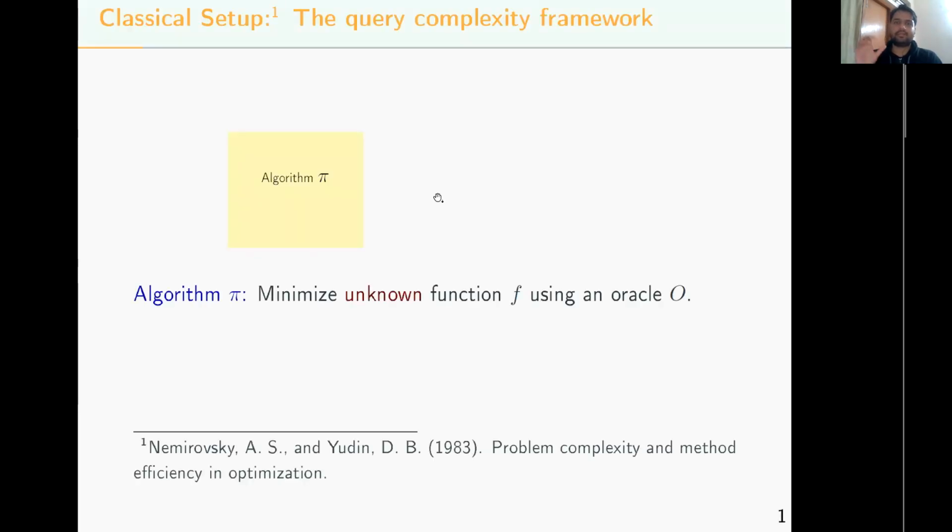So let me formally describe the setup. Before I describe our setup, let me describe the classical query complexity setup for optimization. We have an algorithm pi which wants to minimize an unknown function f using access to a first order oracle.